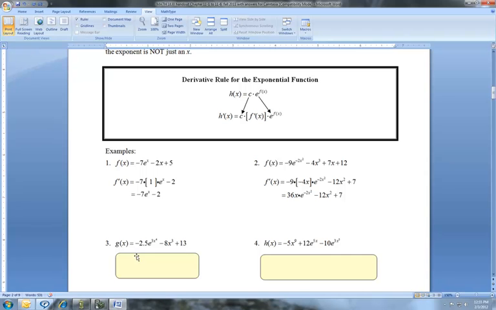Won't you try number 3? I need you to pause me. I'll keep going, but I need you to try before I move it so you see if you can get it right, okay?